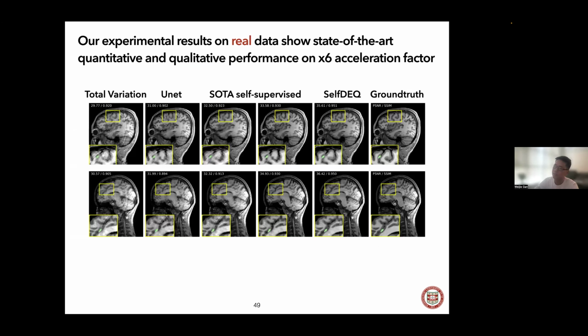We also have our experimental result on the real data. It shows that we achieved state-of-the-art quantitative and qualitative performance at 6x acceleration factor in MRI reconstruction. We compare with some traditional algorithms, say total variation and UNet. And we also compare against some SOTA at that time, the state-of-the-art method for self-supervised training in MRI, these two things. And it just shows that our self-DEQ is better. That's basically the takeaway.